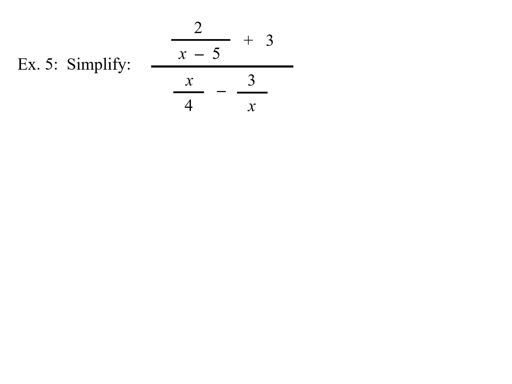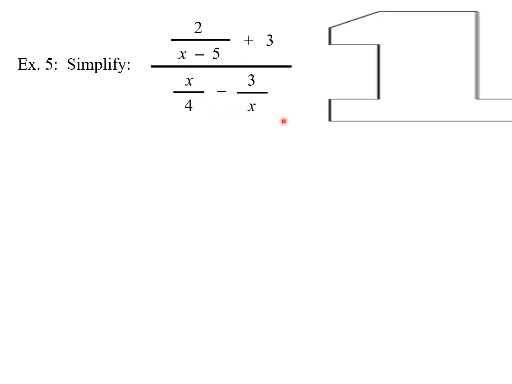Next, let's do example 5. Now note the denominators here. We have x minus 5 there, we have 4 there, we have x there, and we really just have 1 there. So we just focus on these 3. So when I multiply by my special form of 1 now, I'm going to cover all those bases. I'm going to cover the 4, the x, and the x minus 5 quantities. So we're going to multiply top and bottom by this.